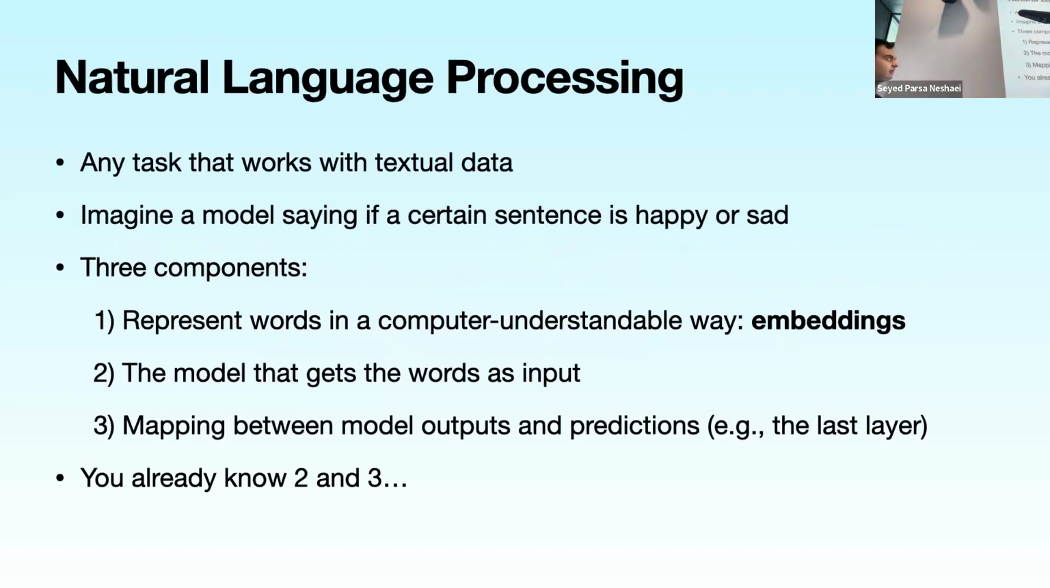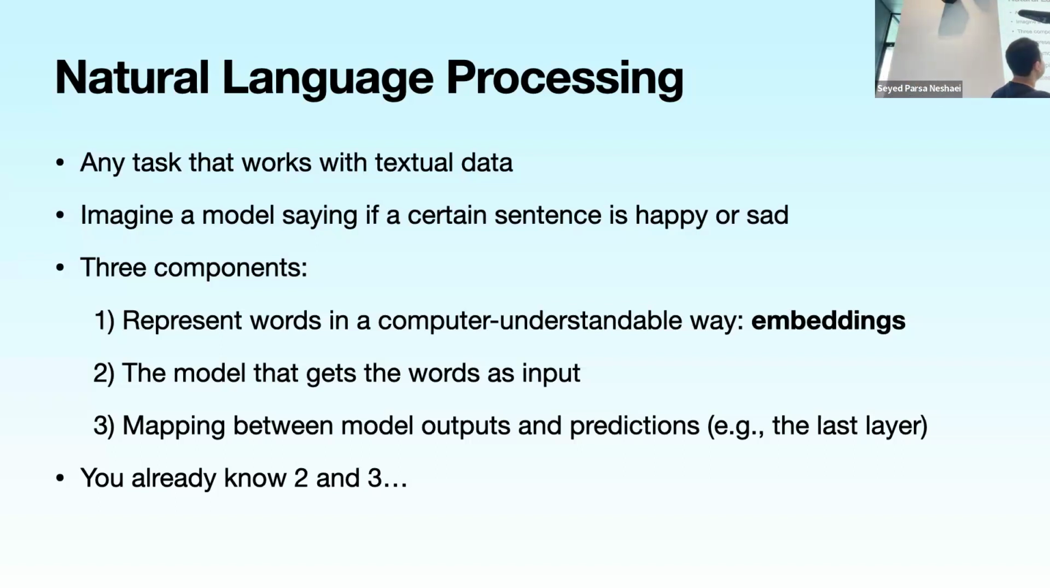As we've said a hundred times until now, by NLP we mean any task that works with textual data, either outputting text or taking text as input. For example, imagine a classifier model saying whether a certain sentence is happy or sad. In such a model, we have three main components. First, there is a sentence that we give as input to the model, right? For example, I say, I enjoyed the summer bootcamp. This is a happy sentence, and the model should classify it as happy.